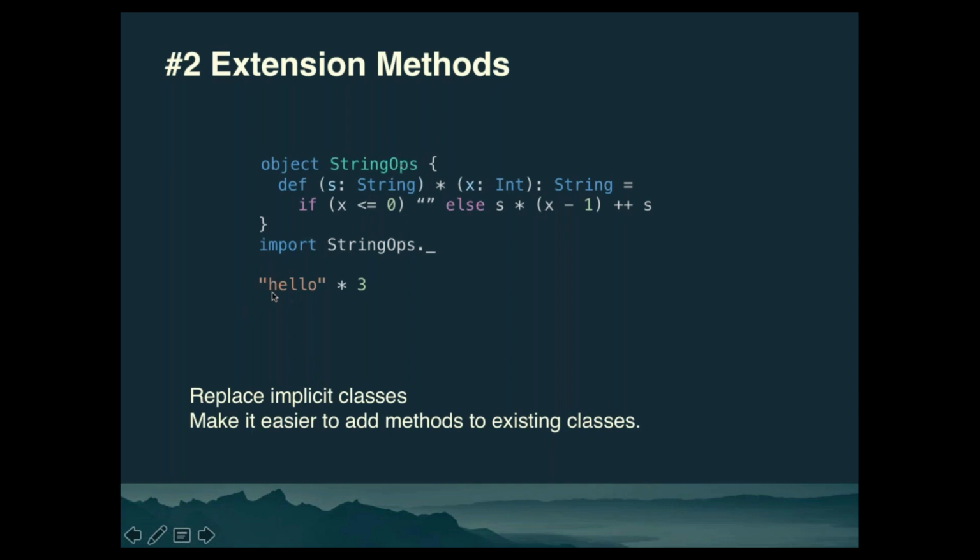Once you've imported it, you can write hello times 3 and use the method just as if it was an operator on the string class itself. So extension methods are essentially a simpler way to add methods to existing classes. They would replace implicit classes in that functionality.